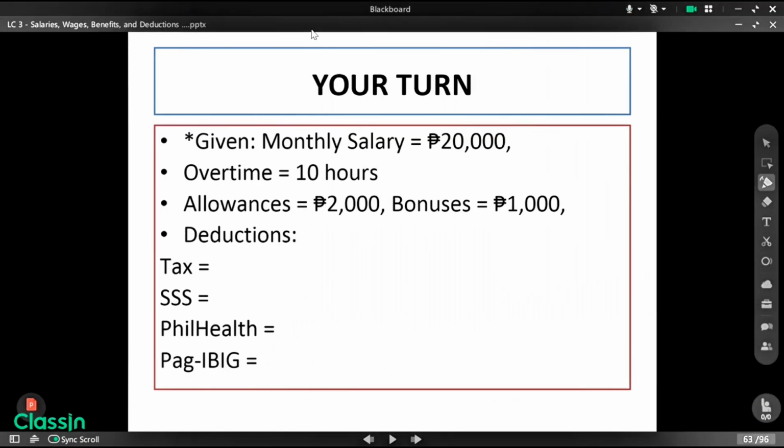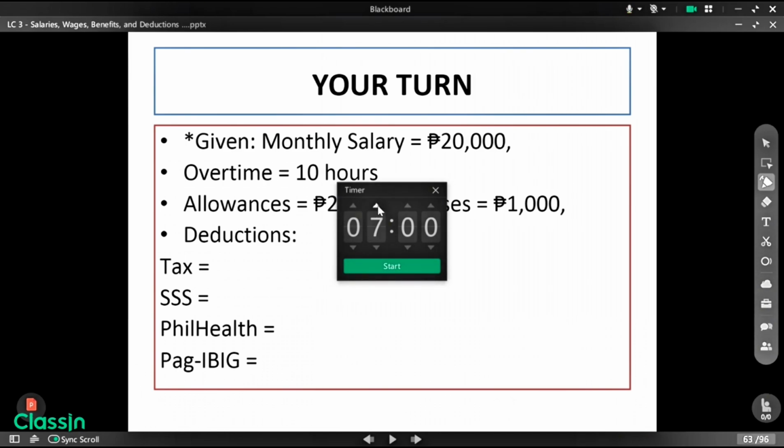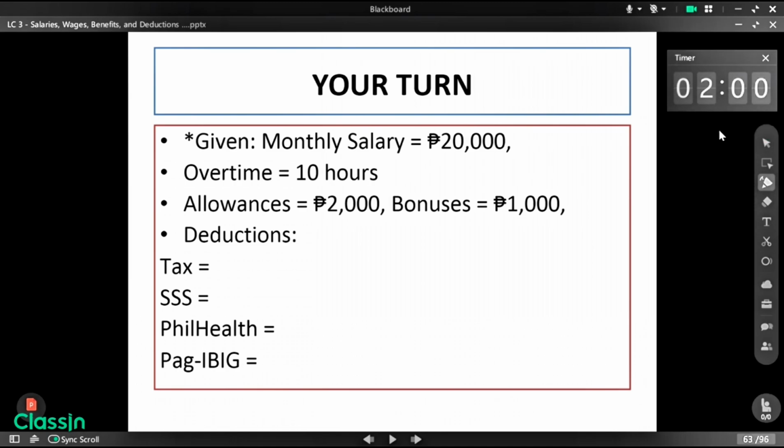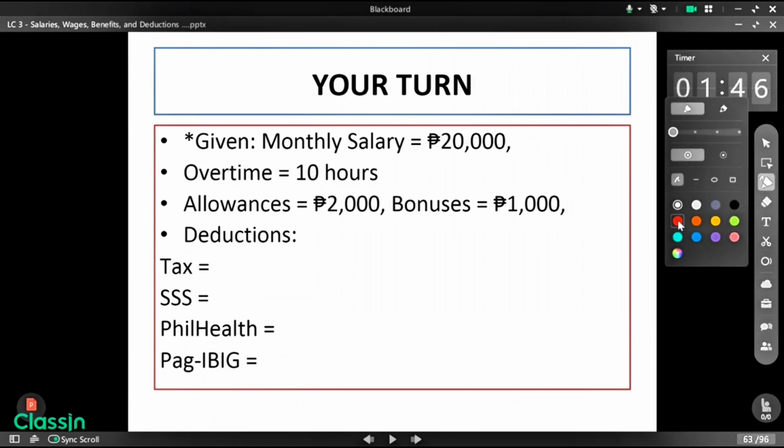Let's say, 2 minutes. Your 2 minutes starts now. I cannot state that it happens during regular working days.